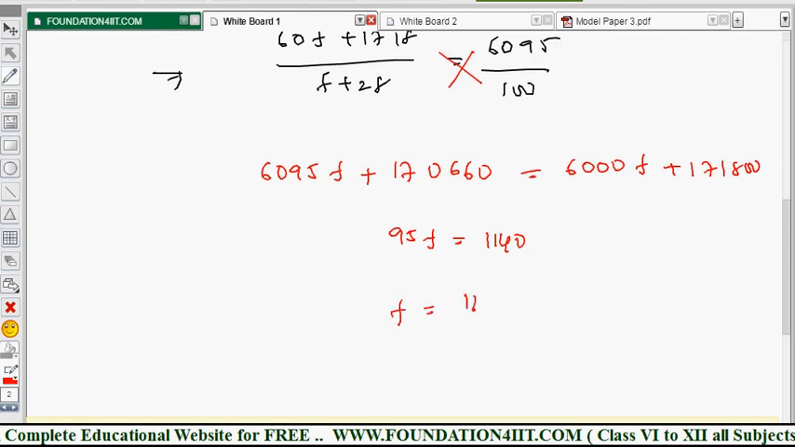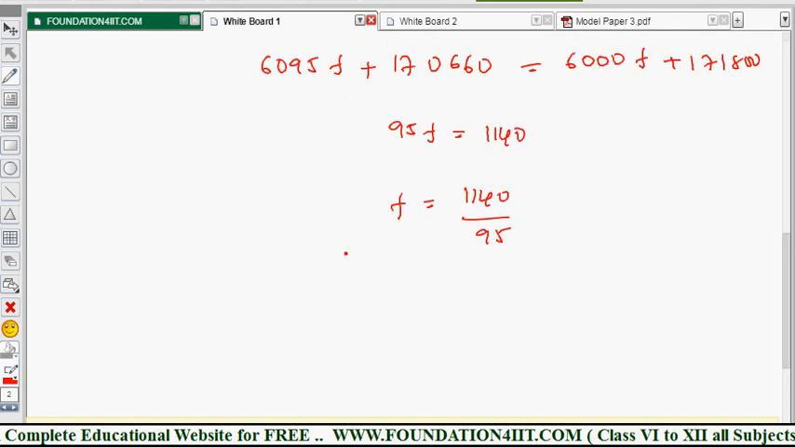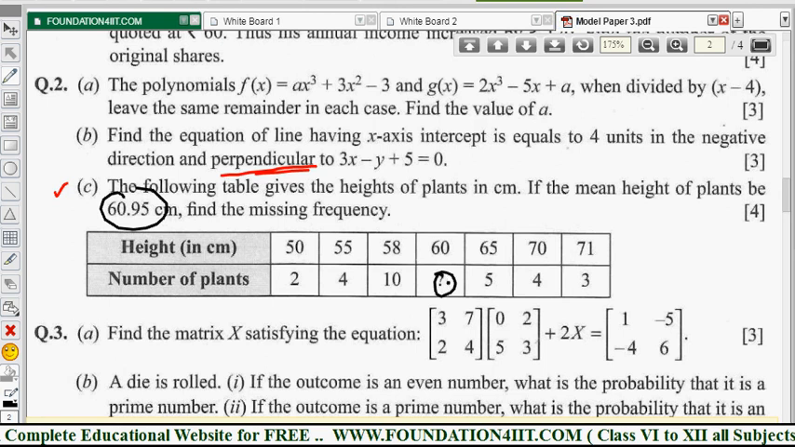Then f is equal to 1140 by 95. Just use the 5 table and cancel. That is 12 times 95. Then f is equal to 12. So the f value I got is 12. Then the missing frequency is 12 in this case. So what is the missing frequency? F, which I took, is 12.